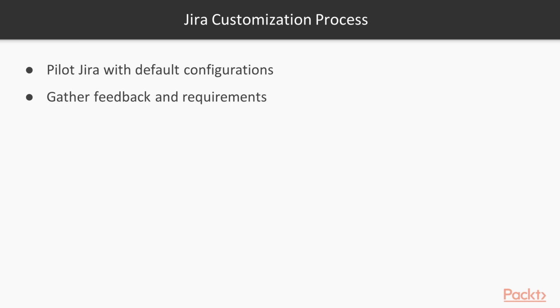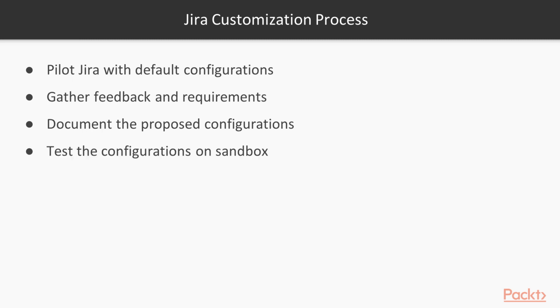Based on the requirements that you gather from all the stakeholders, document the proposed configurations that you will be doing in the tool. It could be the new issue type scheme along with a few workflows and additional screens that you might need to create. So please document everything and then apply those configurations on a sandbox or a staging environment. And once you agree on the configurations, then implement the configurations on your production environment.